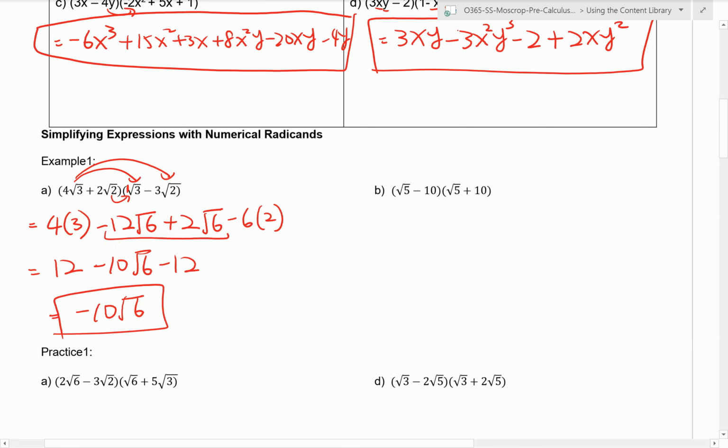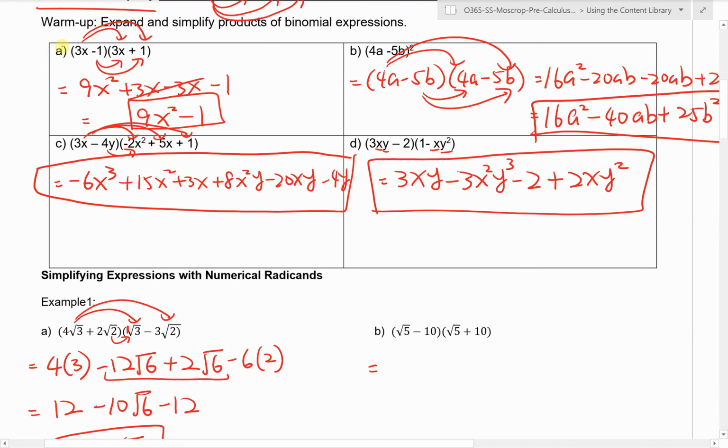Okay. Part B. I probably should mention this too, hey? Back in part 8 in the warm-up section, this is what we call the difference of squares, 9x squared minus 1. This, again, is the difference of squares. When you factor that, you get 3x minus 1 times 3x plus 2. Or sorry, 3x minus 1 times 3x plus 1.